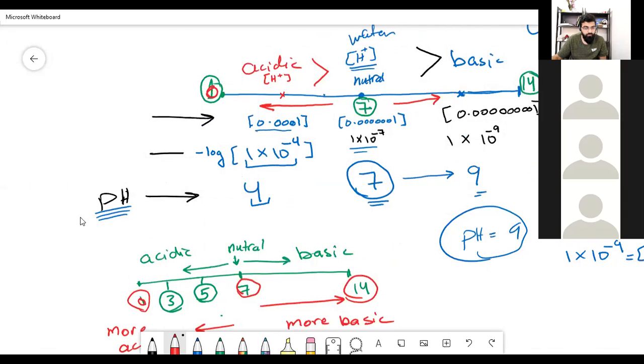So 0 is the most acidic. Do you know what 0 means? That all of it is H+, no OH minus. You see, it's a very strong acid. But can there be -1?